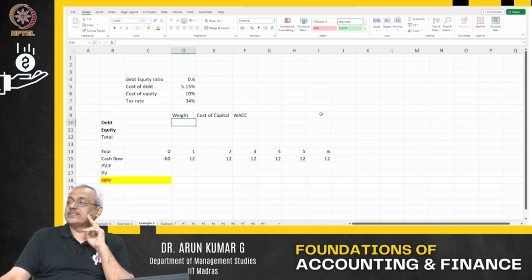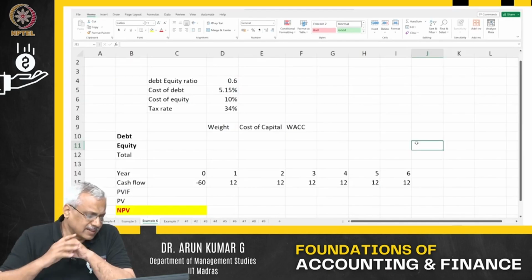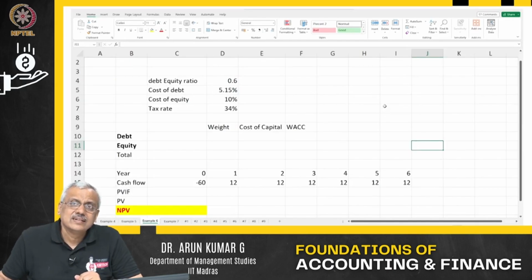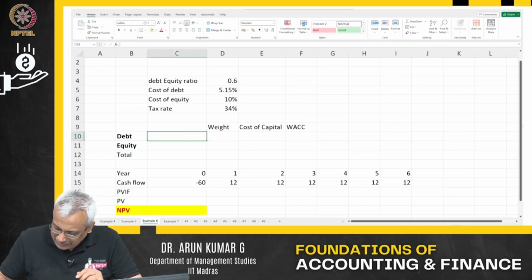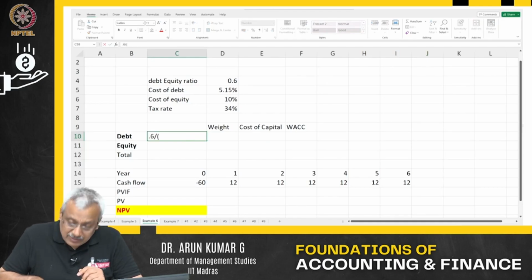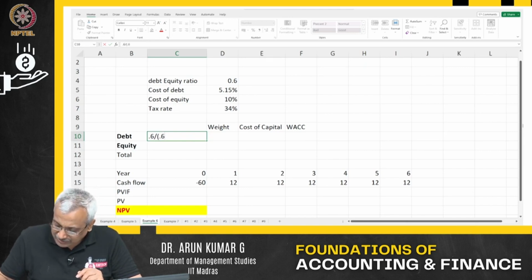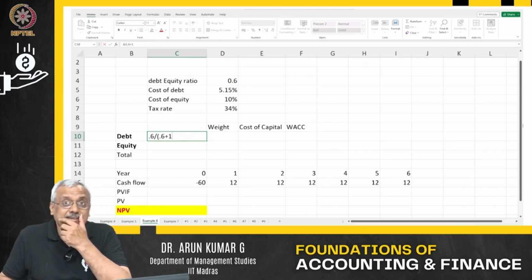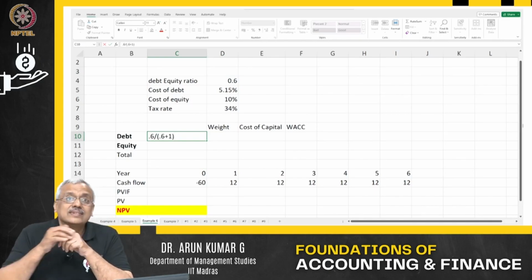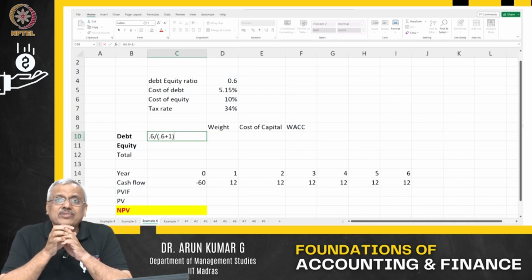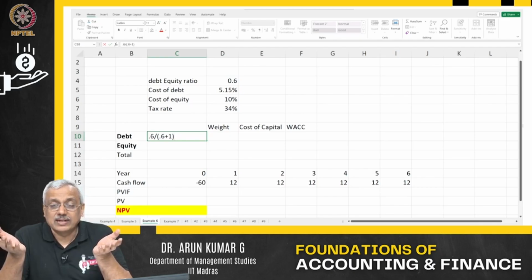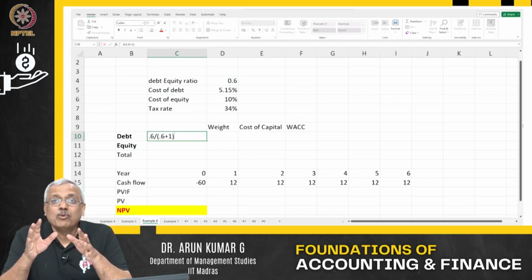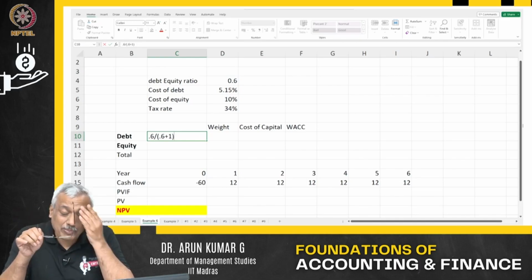Debt equity ratio is 0.6, that means what? What is the weight of debt? The debt is 0.6, so the weight is 0.6 divided by total capital. Total capital is 0.6 plus 1, that is, debt is 0.6 times the equity capital. Debt equity ratio means debt is 0.6 times the equity capital.